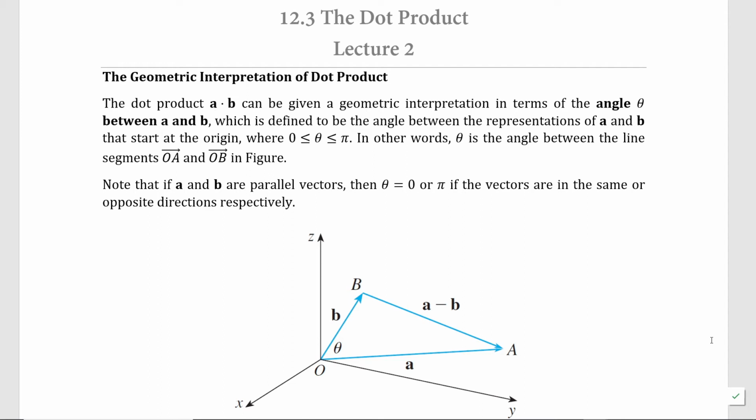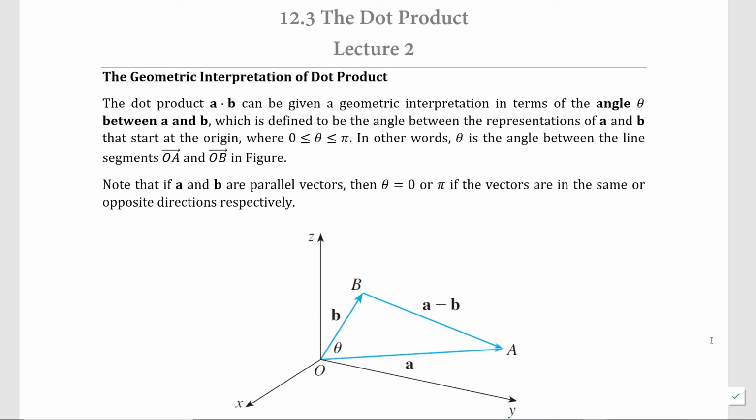In this section, we'll talk about the geometric interpretation of dot product. In the last section, we defined the dot product of two vectors to be equal to the sum of the products of the corresponding components. Now we'll see the geometric meaning of that definition.